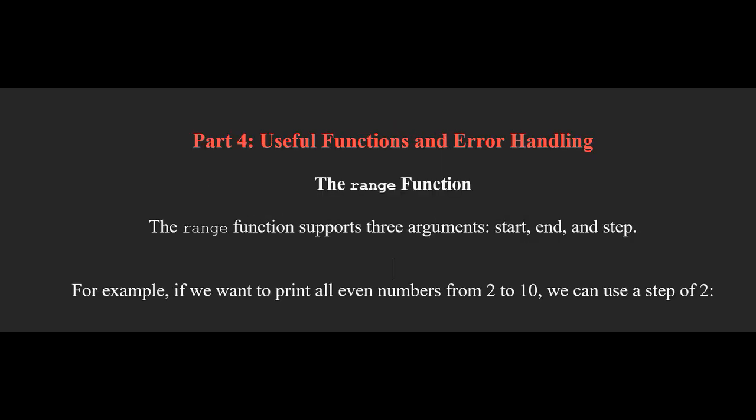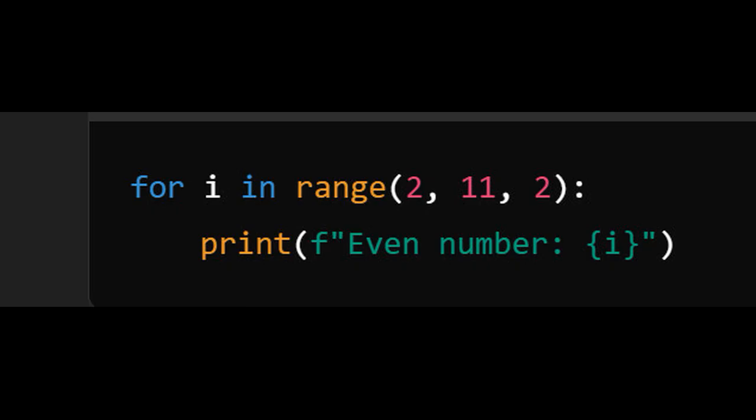Part 4. Useful functions and error handling. The range function. The range function supports 3 arguments: start, end, and step. For example, if we want to print all even numbers from 2 to 10, we can use a step of 2. For i in range(2, 11, 2): print(f"even number: {i}").